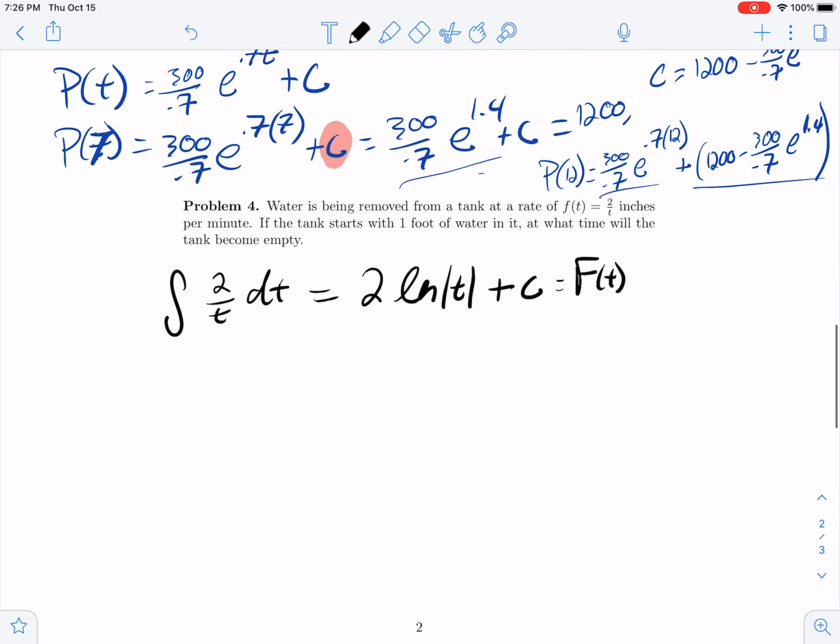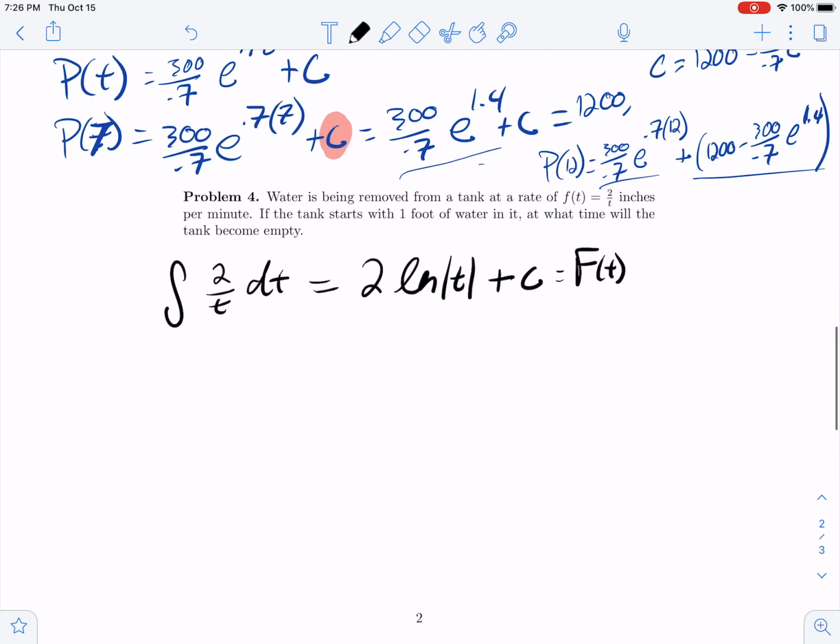This is the amount of water removed. Amount of water removed. Okay, it's the amount of water removed. Now we have to be tricky about figuring out what C is. Initially, I say f of 0, after no time, how much water is removed?